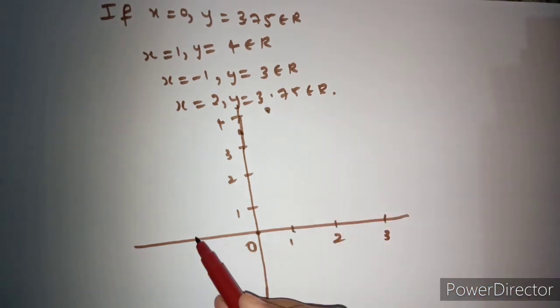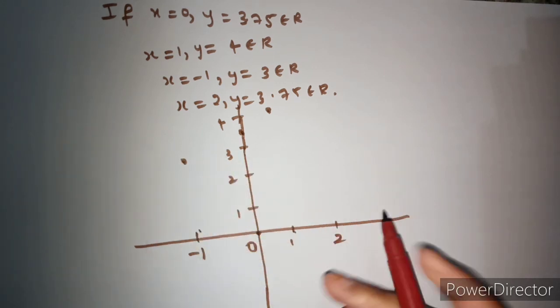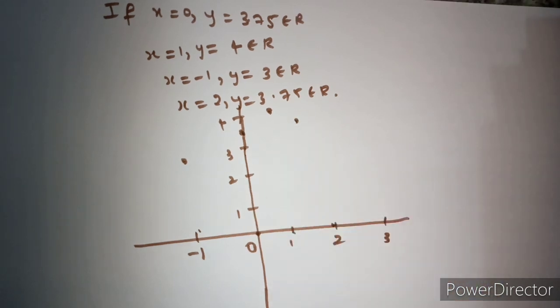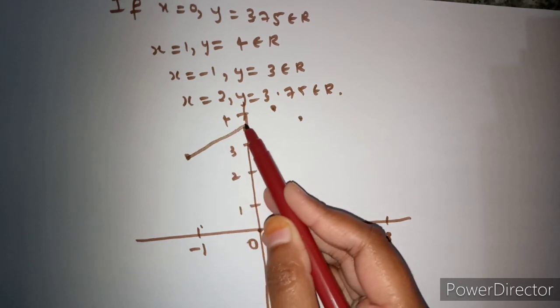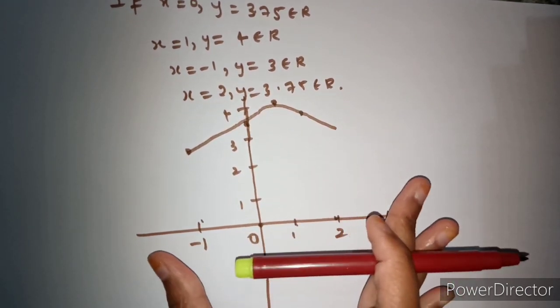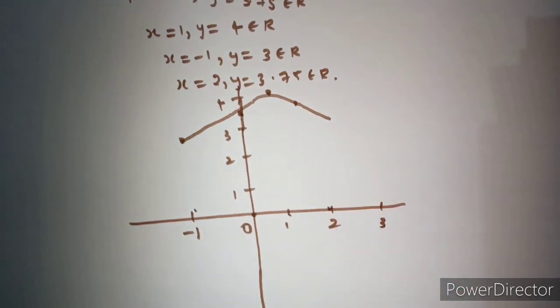If x is minus 1, we are getting y as 3. So here is 3. If x is 2, we are getting 3.75. So here somewhere 3.75. See, we have taken a real valued function and we have plotted a real valued graph of a real valued function. So now you have learned what you mean by real valued function and how to plot the graph of a real valued function.